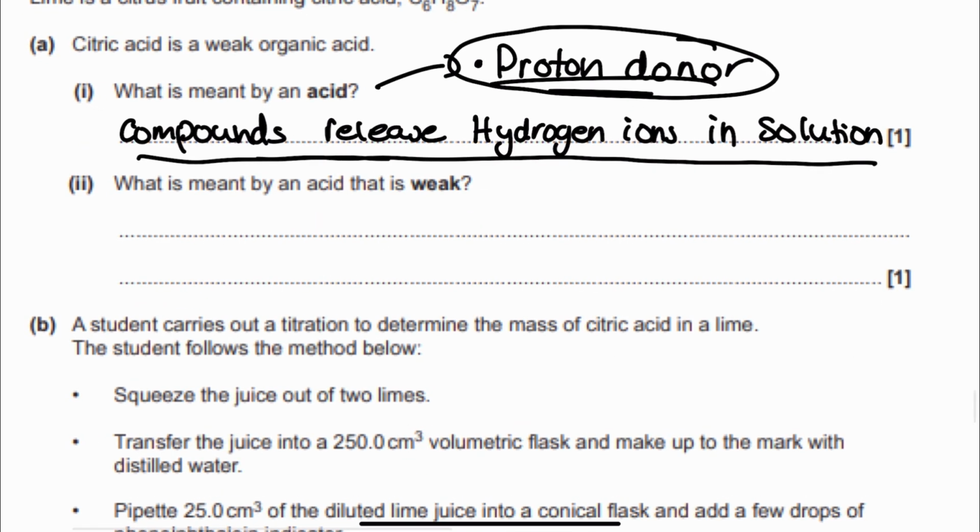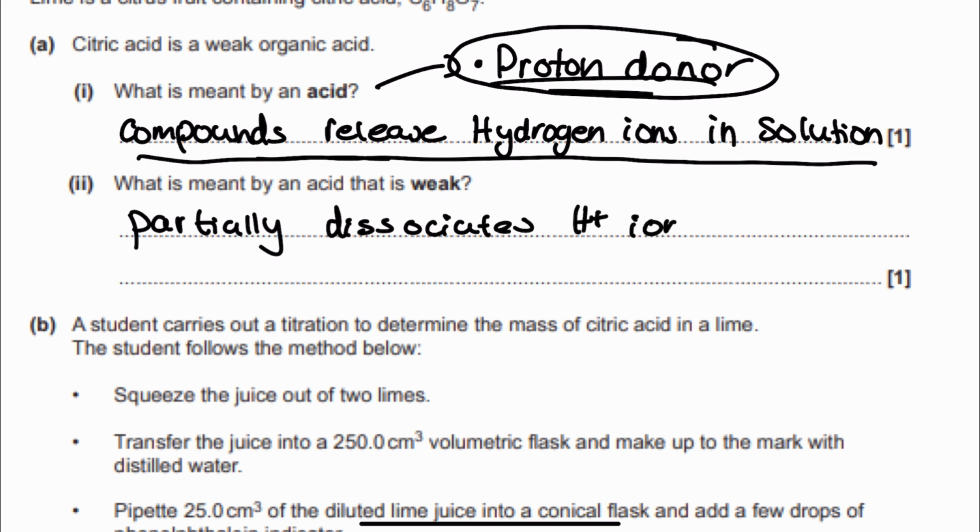Now, what is meant by a weak acid? A weak acid, we already know, is any compound that partially dissociates to give H plus ions in solution.